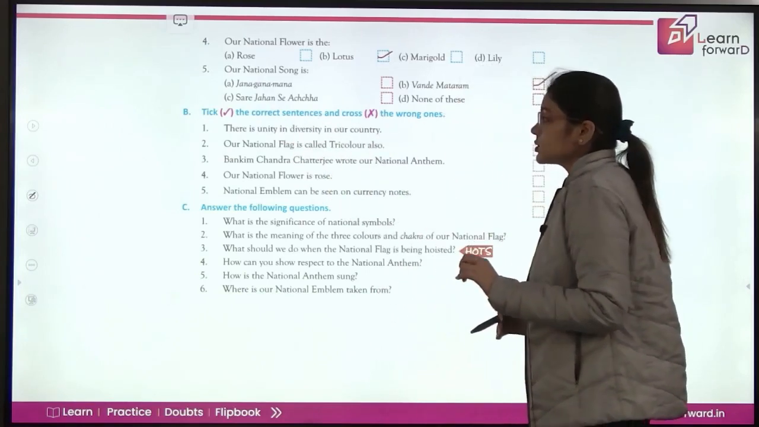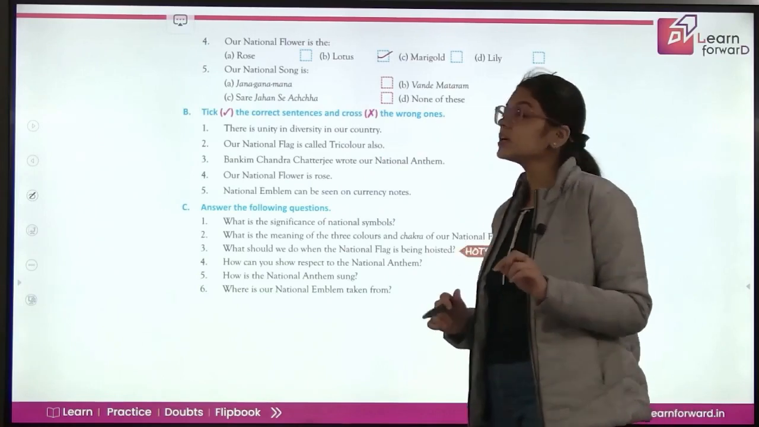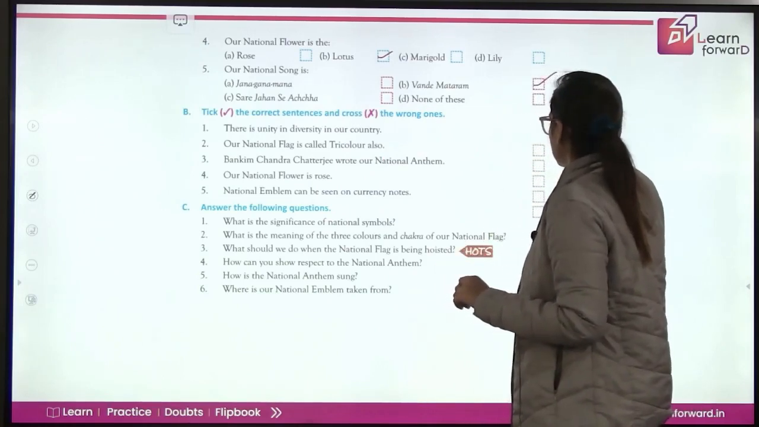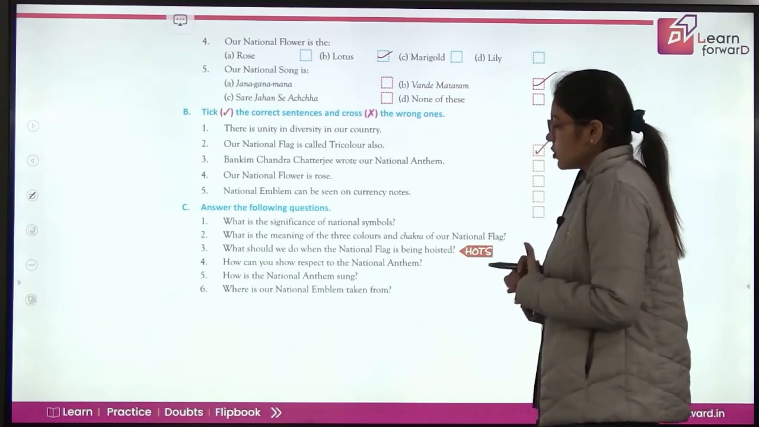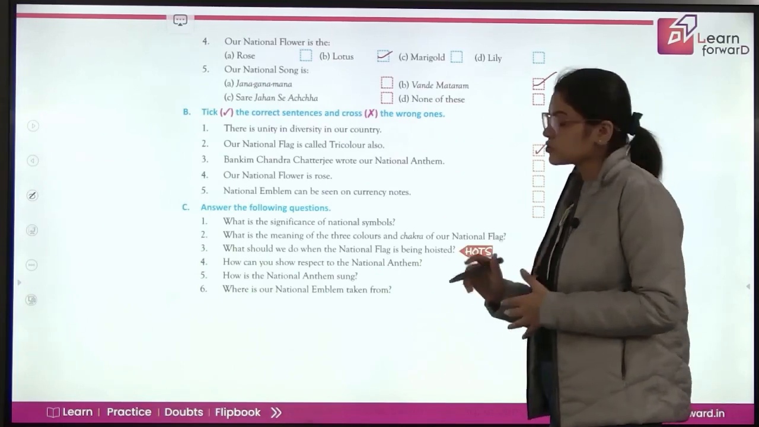First, there is unity in diversity in our country. Yes, India is known for its unity and diversity. So this is true. Our national flag is also called tricolor also. Yes, it is also known as tricolor.